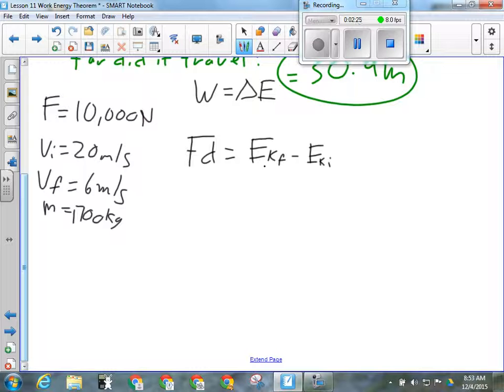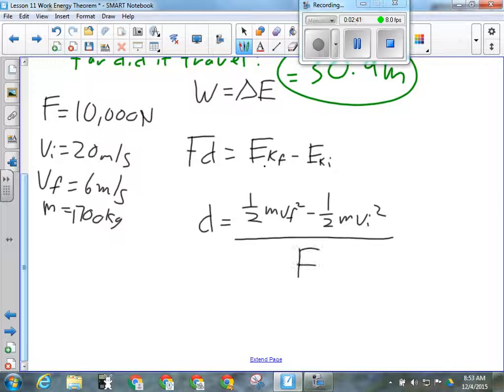All right, so we got to plug in our numbers here. If I want to solve for D, what do I have to do with F? Move it over to here. So I'm going to have D equals 1/2 m v_f squared minus 1/2 m v_i squared over F. I've just plugged in the formulas for kinetic energy there. Can I just plug in my numbers now?